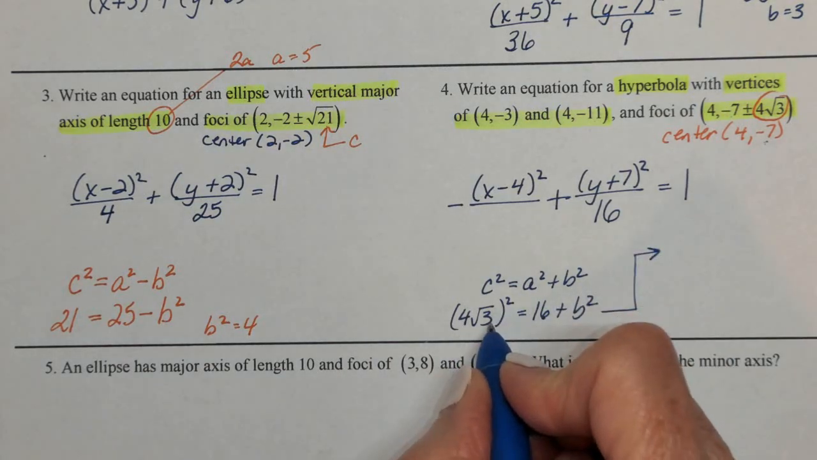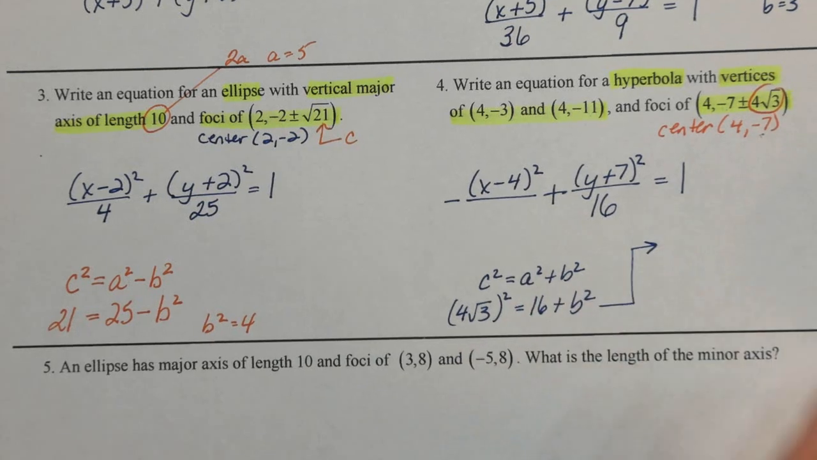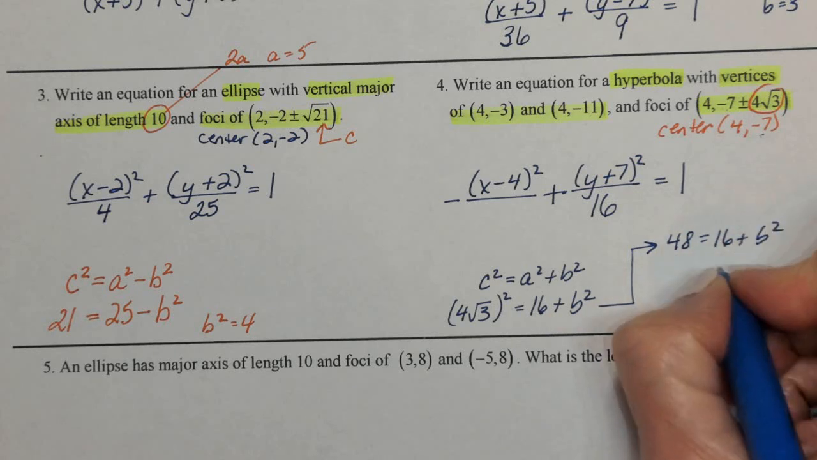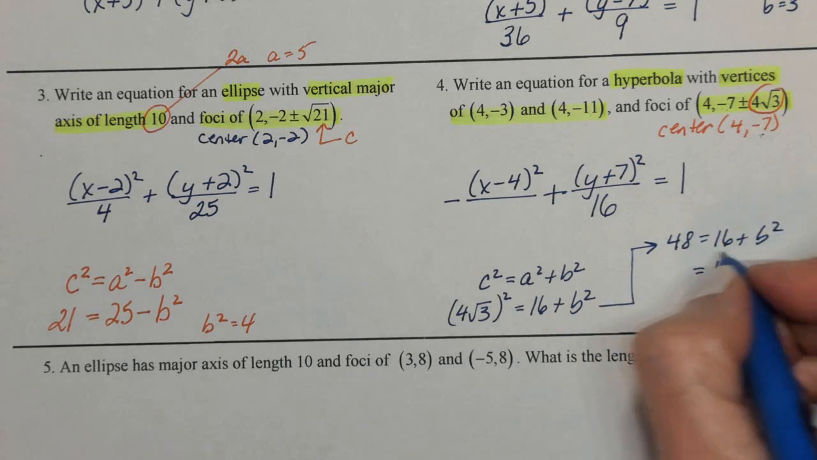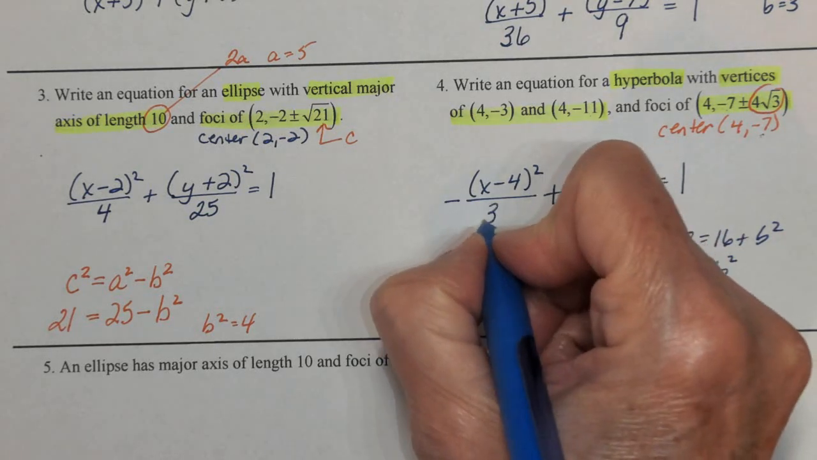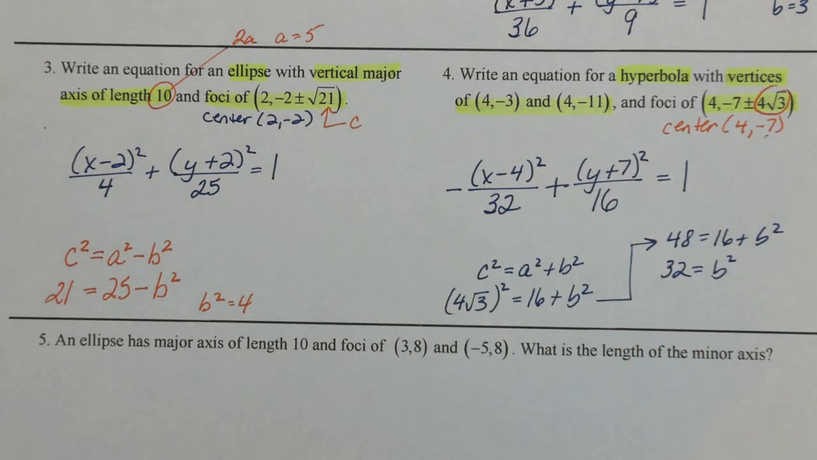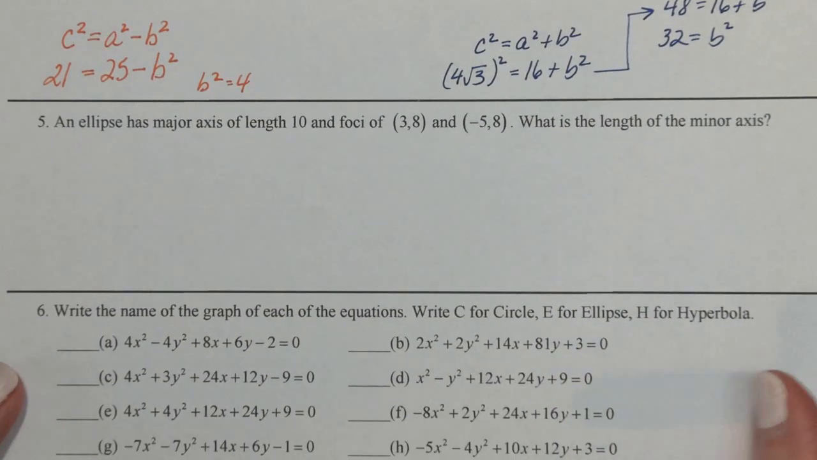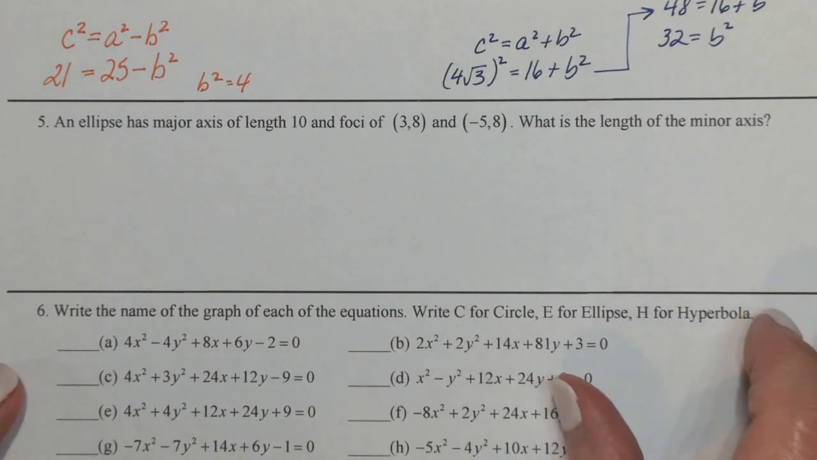So 16 times 3 is 48. Subtract 16 on both sides and we get 32. So b squared is 32, and that's what goes under here, b squared. Good. So it's kind of working backwards a little bit, using your logic to get these values.